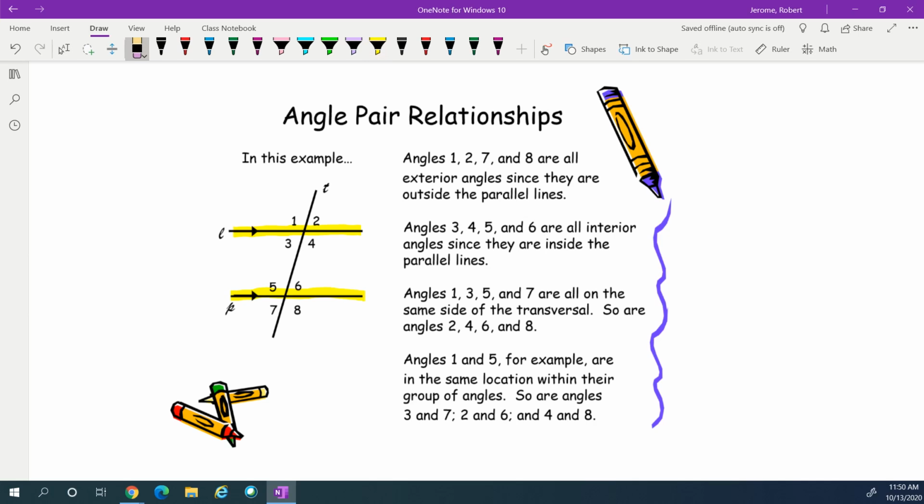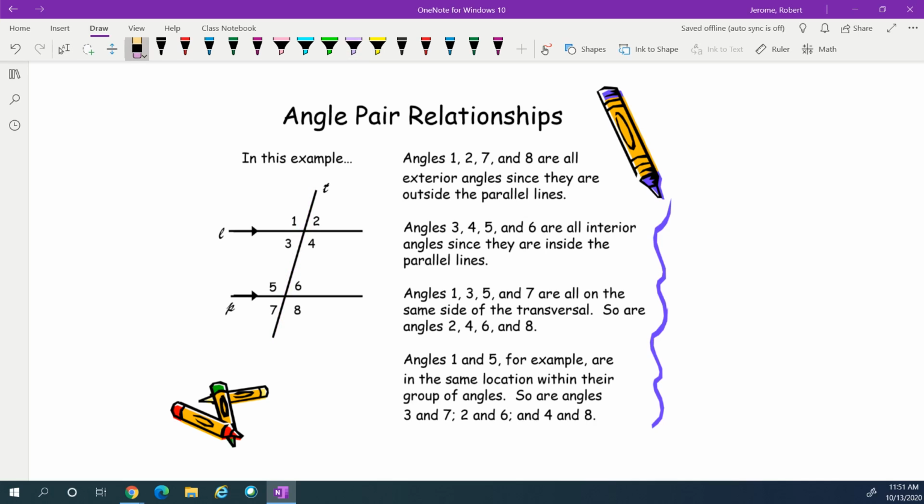If we look at the transversal, we have some angles that are on the same side, like 1, 3, 5, and 7, or 2, 4, 6, and 8. They're on the same side. But we have angles that are on different sides, like 1 and 8. They're on different sides of the transversal. 3 and 6, they're on different sides of the transversal. So those are things that we want to know. Are they on the same side or different sides?